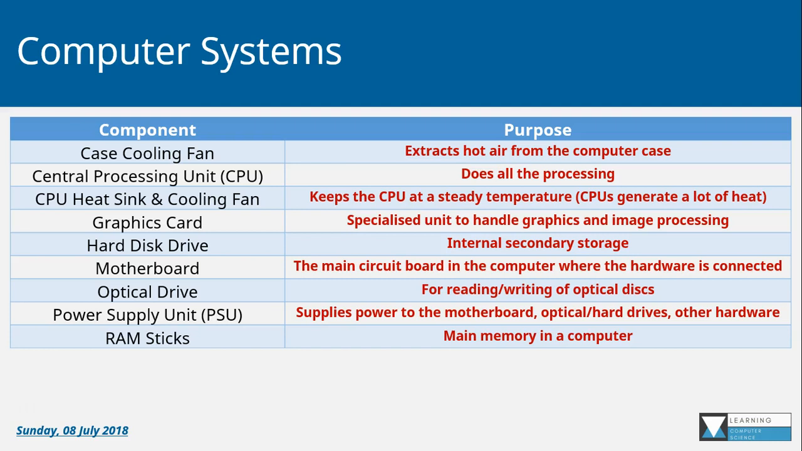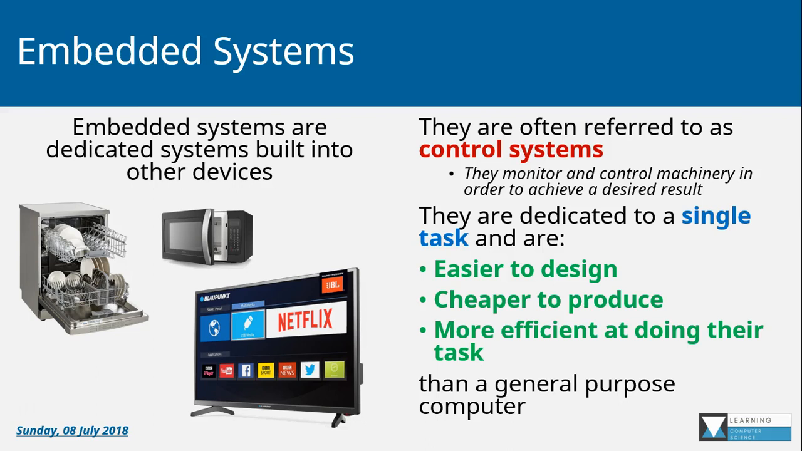Okay, now we're going to look at embedded systems next. So embedded systems are basically a small dedicated computer system that has been built into another device. So for example, a dishwasher, microwave, a TV, they all have a very basic operating system, and they all have a specific purpose. They don't have loads of different things that you can do.